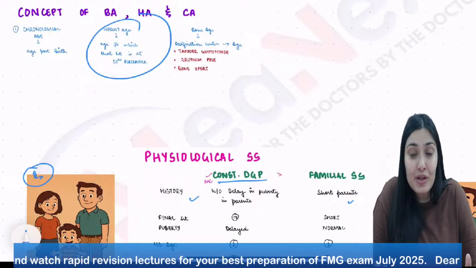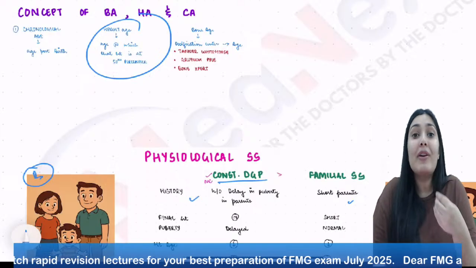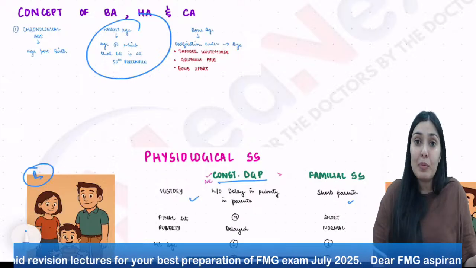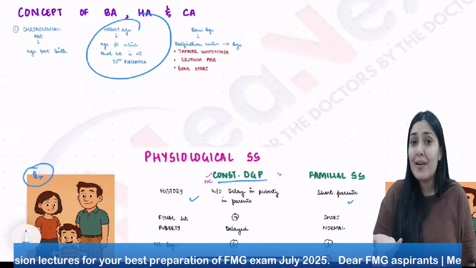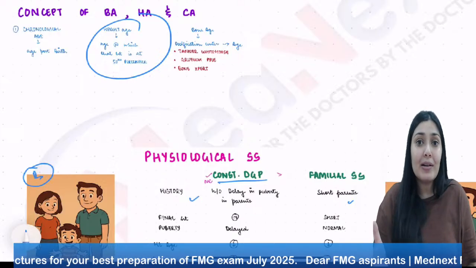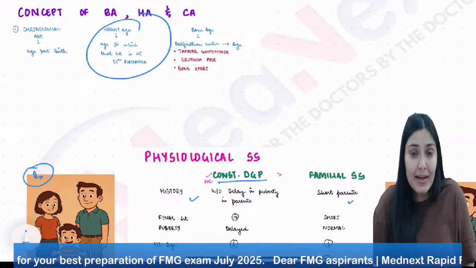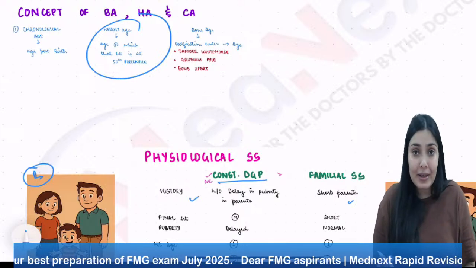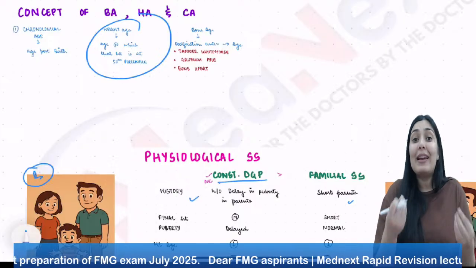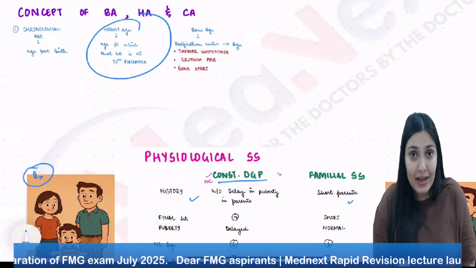And by 1 year of age it should be 75. So if I randomly tell you that the length of the baby is 75, you would have guessed that the age of this child would be around 1 year, right? Similar is the concept of height age, right? Just by telling you the height, you can guess the age of the child, right?